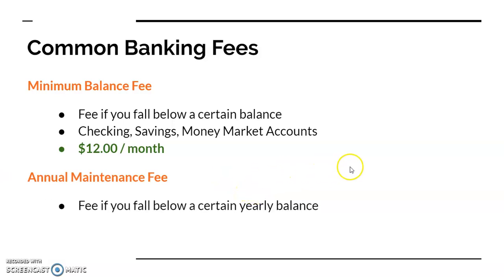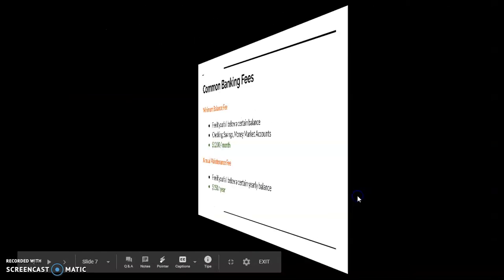A maintenance fee is a fee if you fall below a certain yearly balance on an annual time frame. It could be from January 1 to December 31. The average cost for the annual maintenance fee is about $150 a year. Now these fees, even though they are there and we may have to pay them, we can avoid them by doing our banking within the construct of what the financial institution is requiring of us.